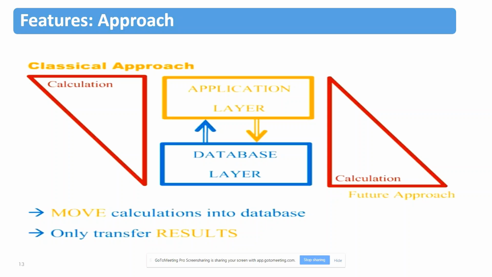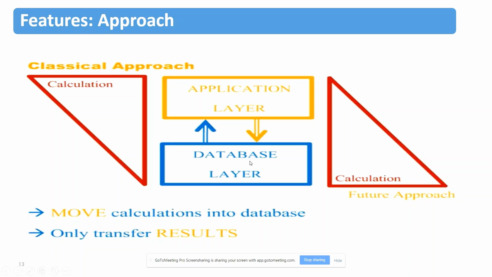And also we can see here the traditional approach and the future approach with SAP HANA. In the traditional approach, all data is placed in the database. We fetch the data from the database and keep it in the application layer, because only at the application layer can we do the calculations. Once we are done with the calculations at the application layer, we push the data back into the database.